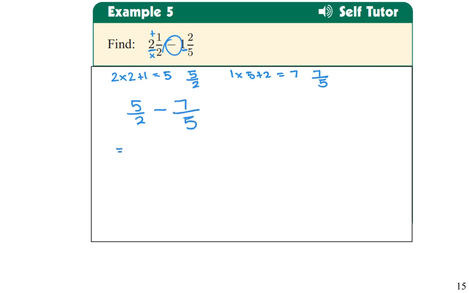Okay, so we need our denominator. 2 times 5 is 10. Then we need to multiply. 5 times 5 is 25. 2 times 7 is 14. 25 minus 14 is 11 over 10.